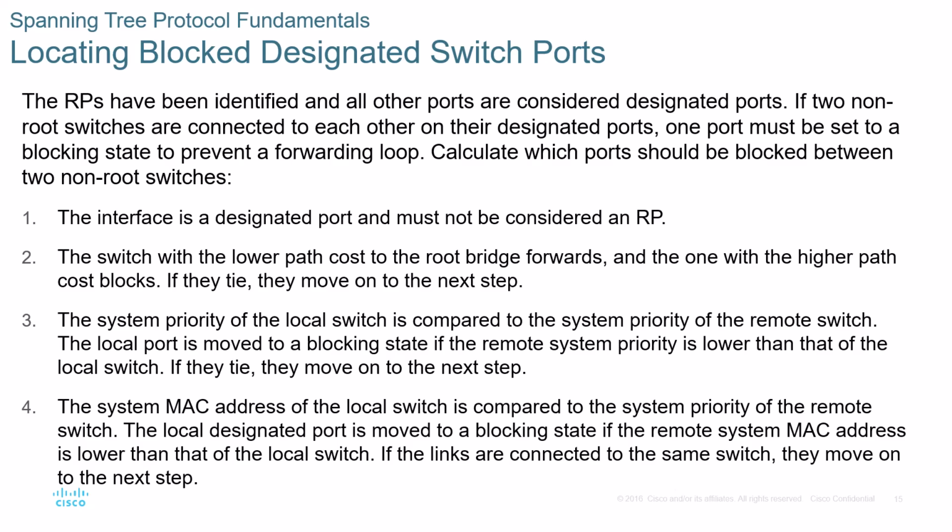So we do that by checking the interface. That will be a designated port. It must not be considered an RP. That may not be a root port. So that means they cannot be part of the pathway leading towards the root bridge. The switch with the lowest path cost to the root bridge forwards, and the one with the higher path cost blocks. If there's a tie, they go on to the next step.